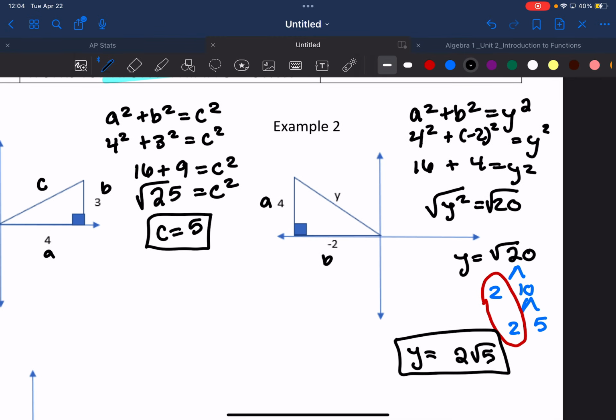You will get it marked wrong if you leave your radical as an improper radical, meaning you didn't simplify it completely. So just because we're done with algebra 2 doesn't mean you can forget about it. You're going to see it in geometry.